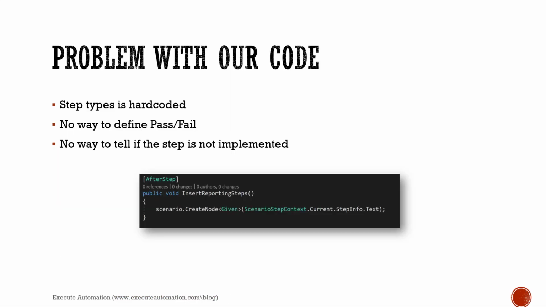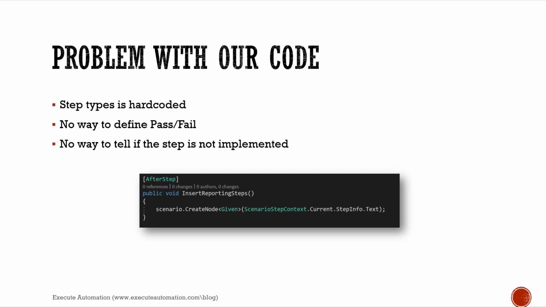So let's get started. The problem that we have with our existing code is this. The step types are hard-coded, as you can see in the after step that we discussed in our previous video, which is actually passing the given step type every time. So it is hard-coded there. Similarly, there is no way to define a pass or fail test. So every time the report is generated in the HTML, it was always passed. There is no way that it tells that it is a failure test step or something like that. So it has to be addressed as well.